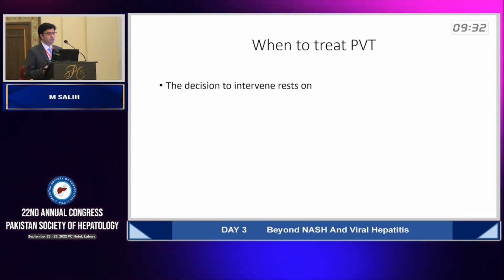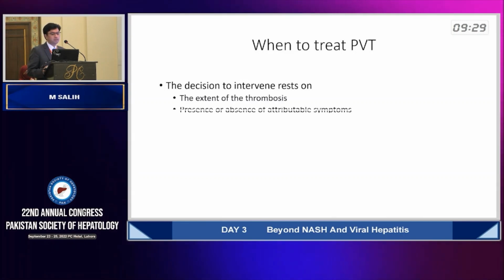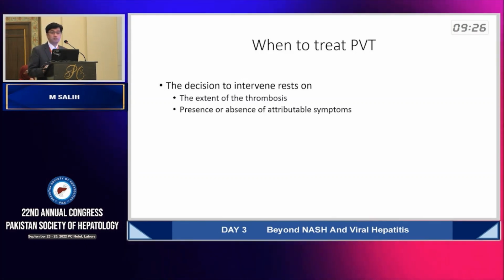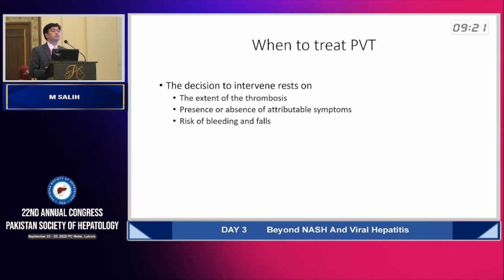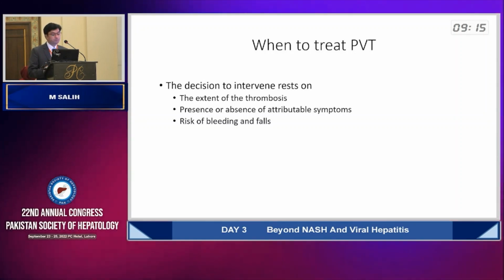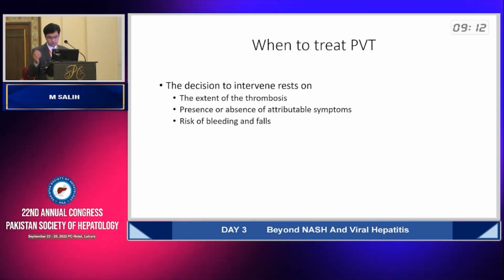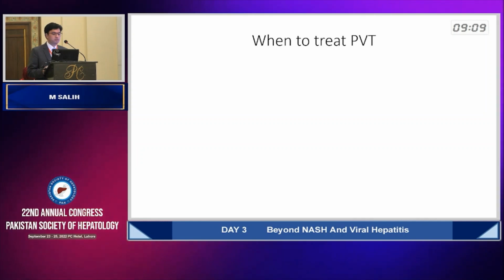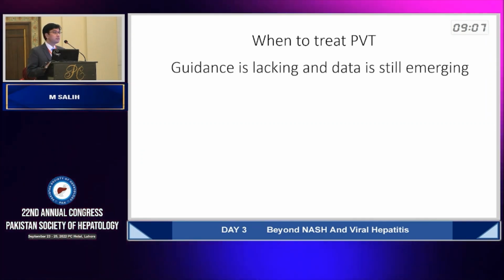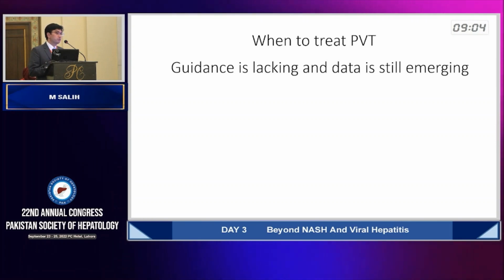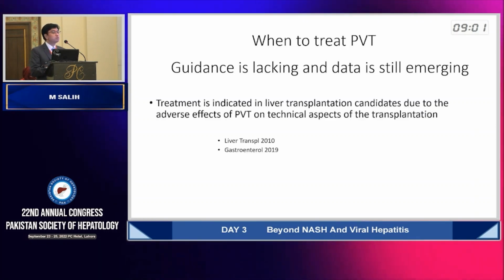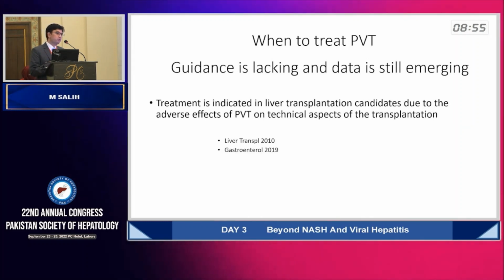Now, when to treat? The decision to intervene rests on a few things: the extent of thrombosis, the presence or absence of attributable factors to the symptoms, and the risk of bleeding and falls in these patients. So one needs to also address this issue. One may not treat all thrombi in such a situation, but venous thromboembolism, of course, needs treatment. The guidance is lacking, as the data is still emerging. But we do know that treatment is more indicated in those patients who are liver transplant candidates, as we know that this may add to the complexity later on and may even lead to lower outcomes.